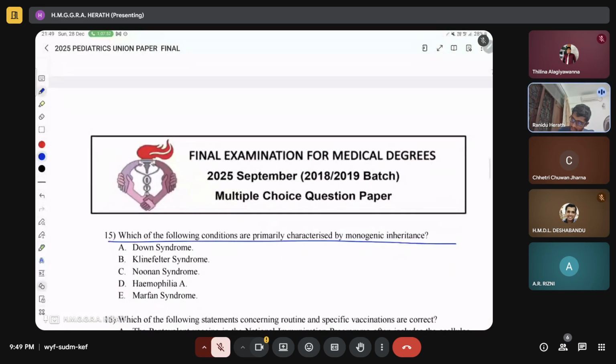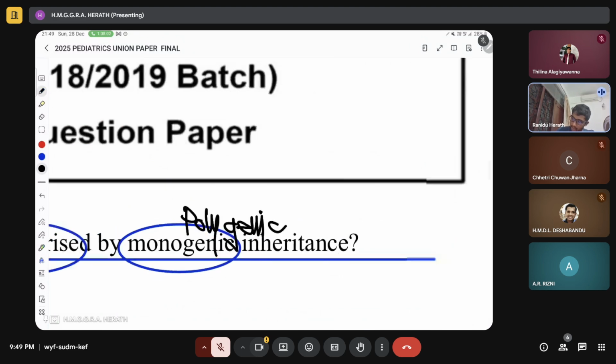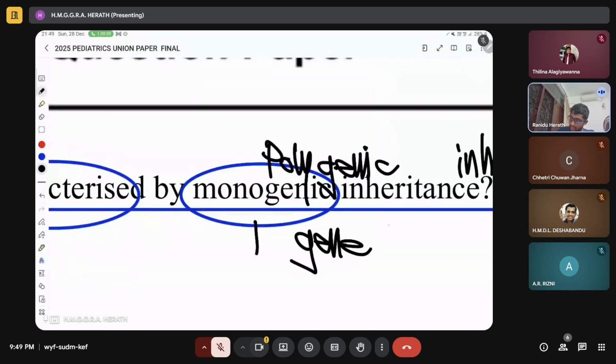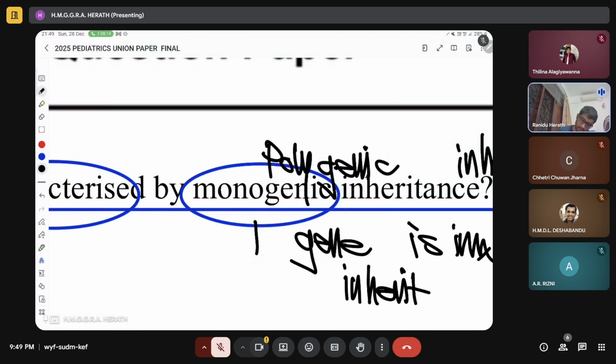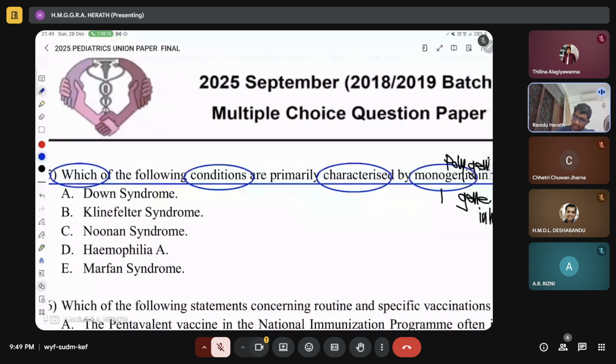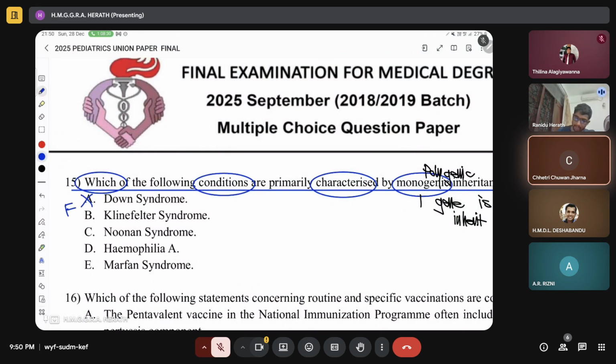Which of the following conditions are primarily characterized by monogenic inheritance? Earlier we discussed polygenic inheritance for myelomeningocele. Remember? So now we are talking about monogenic inheritance. Monogenic inheritance means only one gene is involved, and one gene is inherited. Understood? So we'll go into the conditions. Down syndrome, monogenic or polygenic? It's just trisomy 21, chromosomal, right?